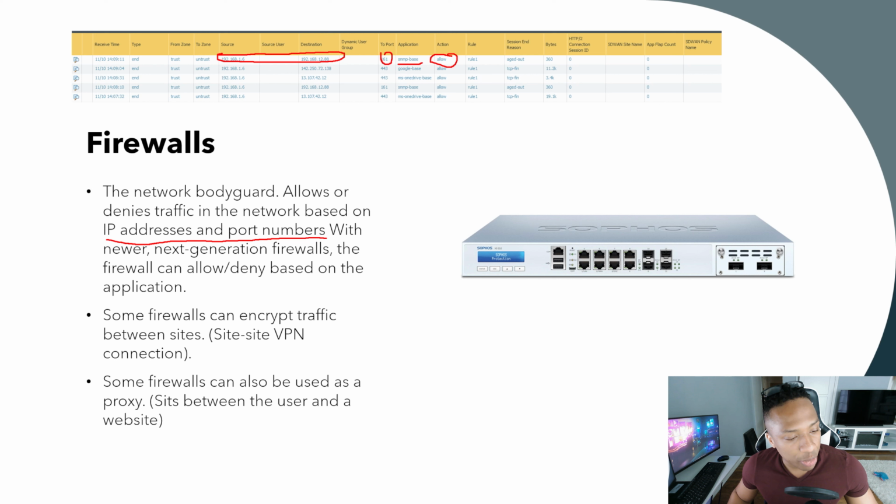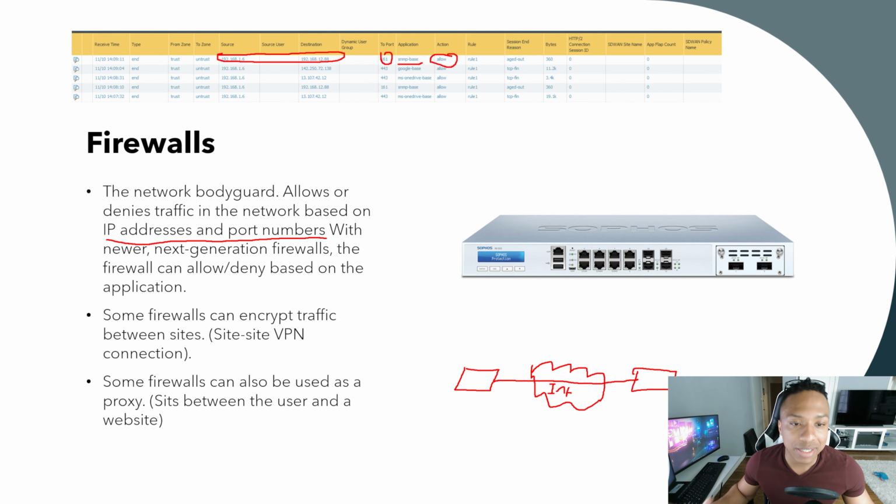Some firewalls can encrypt traffic between sites. This is a site-to-site VPN connection. So you have two sites here. They're essentially connected to each other over the internet. They're going to and from each other through a public space, through the internet. But this traffic will all be encrypted. Nobody else can see, nobody else can connect, can't exploit that kind of stuff. So very cool.